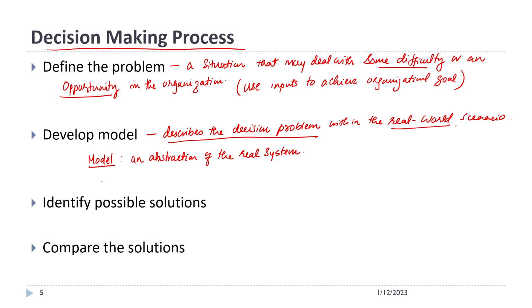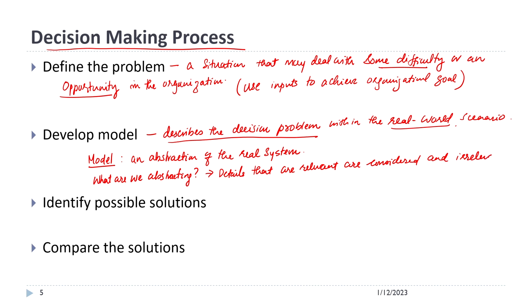So, what are we abstracting? Details that are relevant are considered and irrelevant details are ignored.